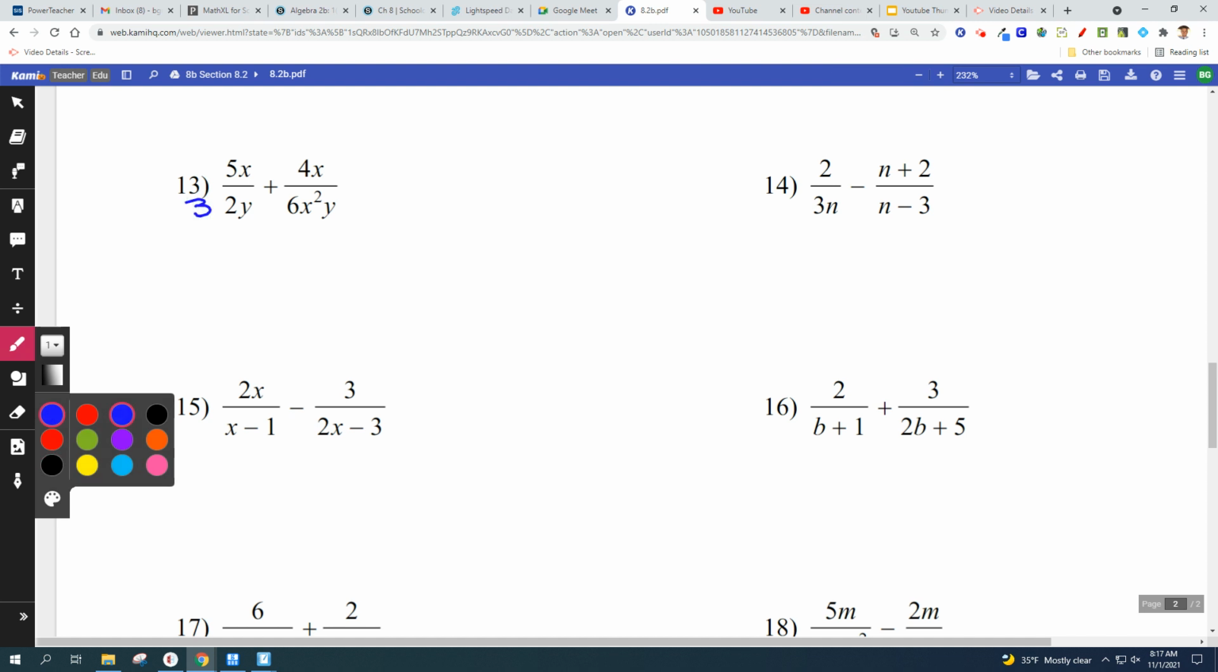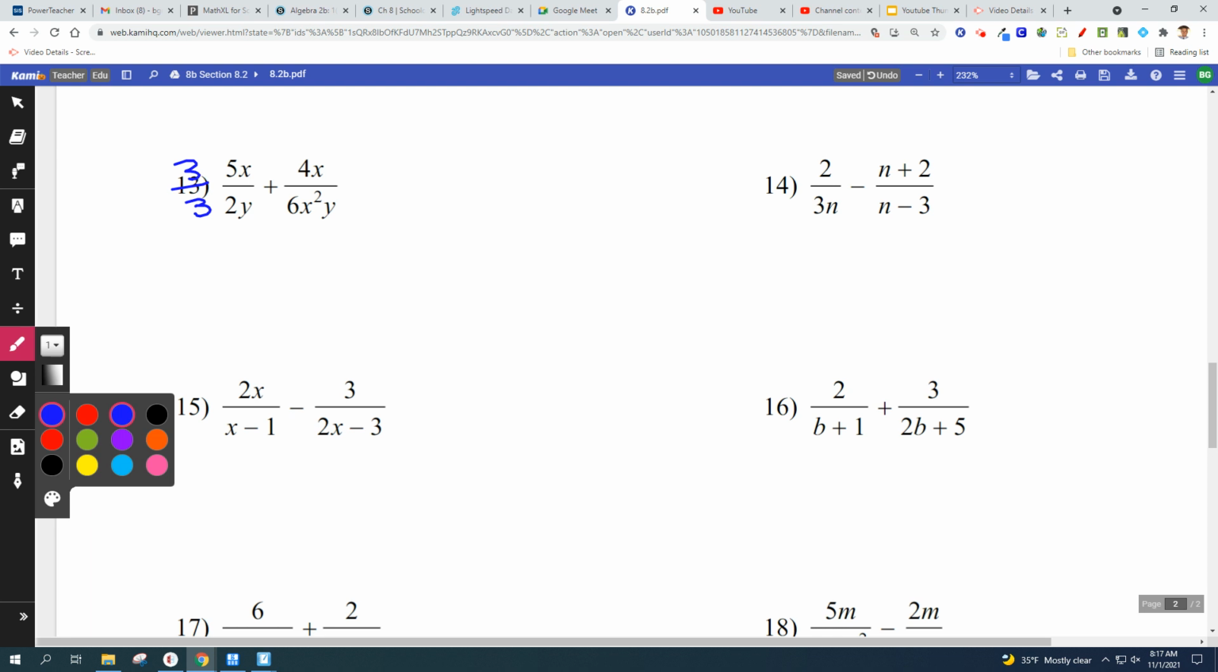Well, we're definitely going to need a 3. So you're going to give the one on the left a 3 so that we can make them both 6. Now they both have a 6. 3 times 2 is 6. They both have a 6, but you have to do top and bottom. We're multiplying by 1 after all.